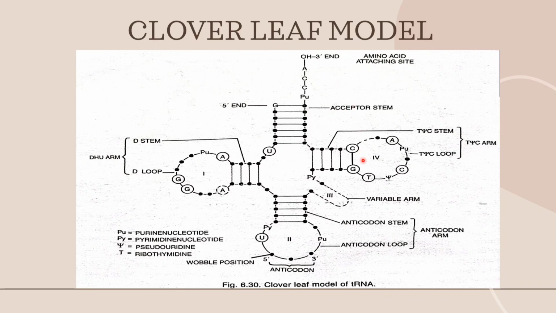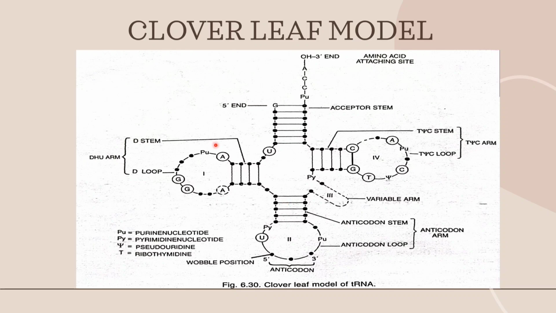Now look at this picture here. This is the clover leaf model of tRNA. This is the best model to explain the structure of tRNA. The tRNA is folded to form the clover leaf model. Although tRNA is single-stranded, it seems to be double-stranded.